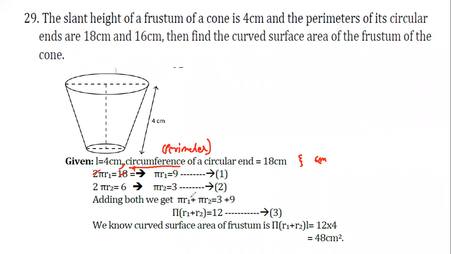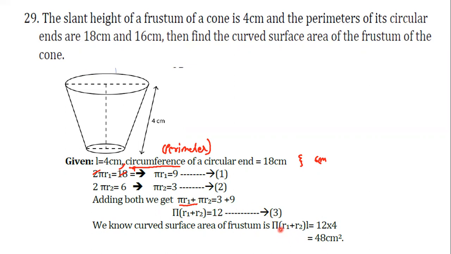Add both equations. You will get pi R1 plus pi R2 is equal to 3 plus 9. So now take pi as common. If you take pi as common, you will get R1 plus R2, which is equal to 9 plus 3 is 12. So call this equation 3.